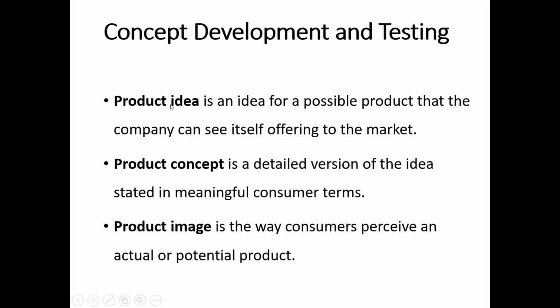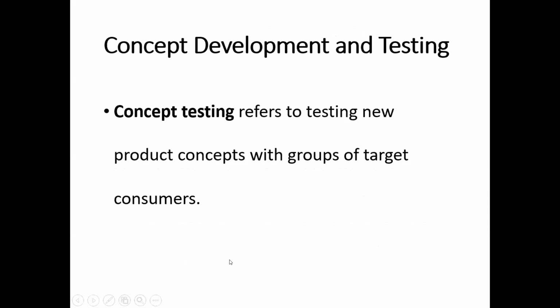There are three things: product idea, product concept, and product image. Product idea is an idea for a possible product that the company can see itself offering to the market. The product concept is a detailed version of the product idea stated in meaningful consumer terms. The product image is the way consumers perceive an actual or potential product. And concept testing refers to testing a new product concept with groups of target consumers.